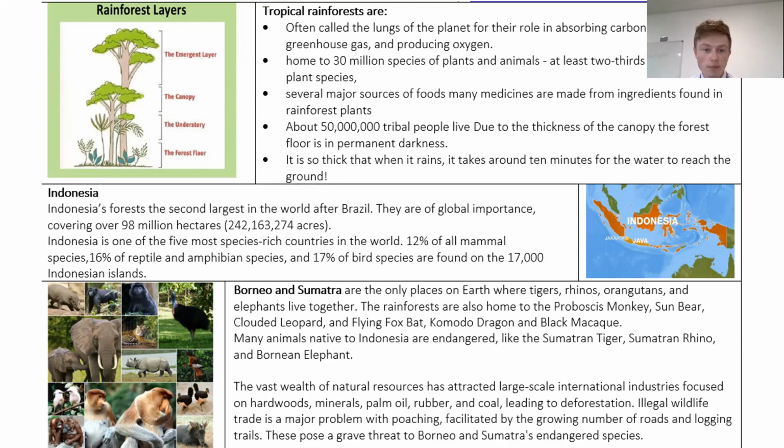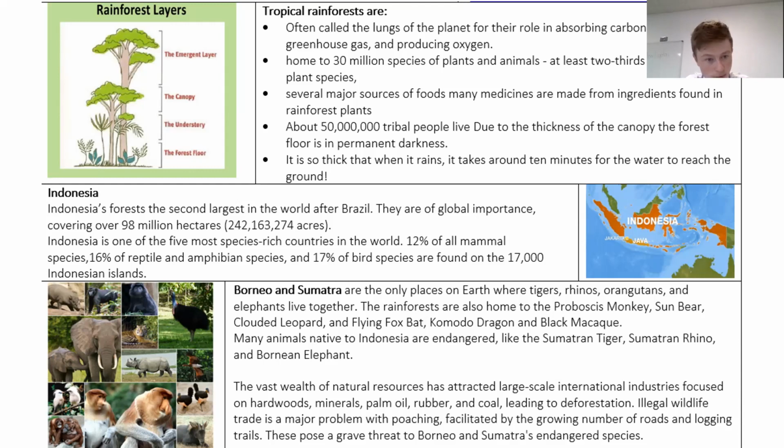They are of global importance, covering over 98 million hectares, which is about 242 million and 163,274 acres. So many, many acres there. Indonesia is one of the five most species-rich countries in the world. So it means it has so many different types of animals.